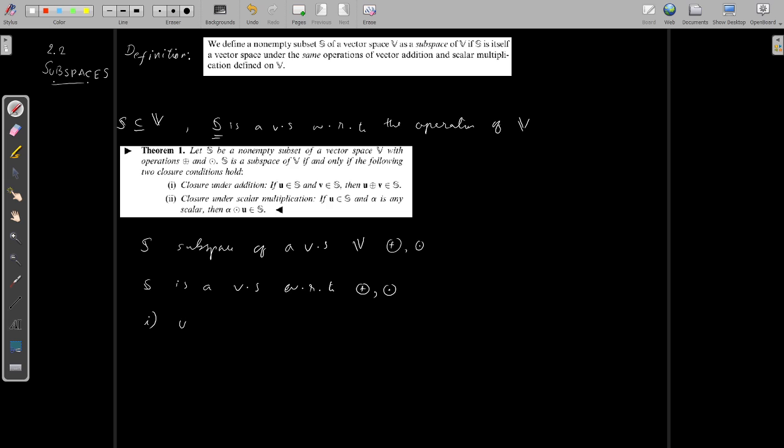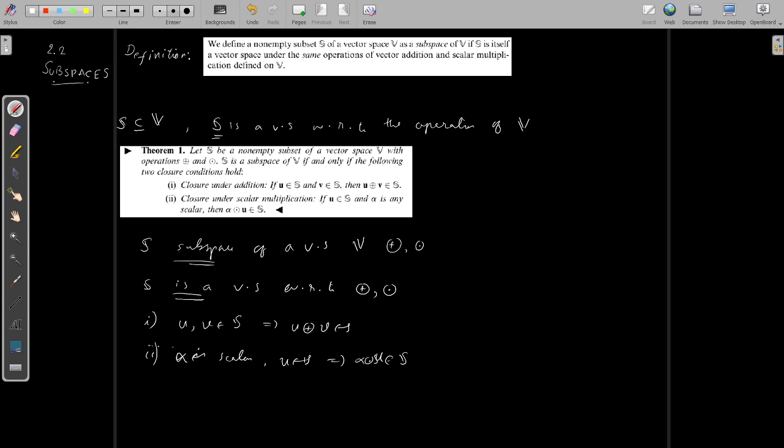So if u, v belong to S, then u plus v belongs to S, since S is a vector space. Secondly, we choose alpha belonging to the field, a scalar, and any u belonging to S. We can say that alpha dot u is also an element of S, since S is a vector space. These are two axioms for the vector space. So whenever you assume S is a subspace, then S is a vector space. Consequently, we have these two conditions.